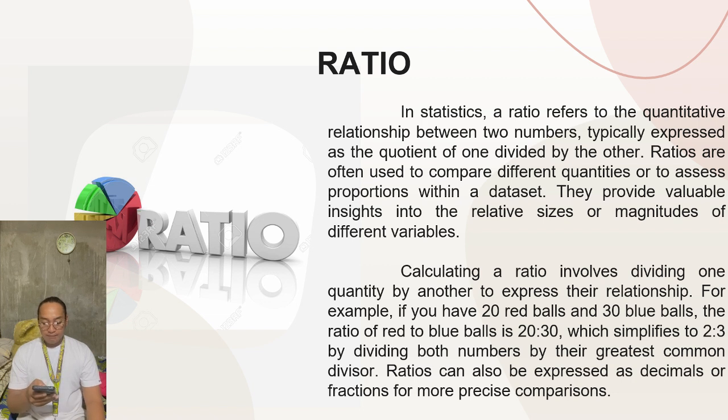For example, if you have 20 red balls and 30 blue balls, the ratio of red to blue balls is 20 to 30, which simplifies to 2 to 3 by dividing both numbers by their greatest common divisor. Ratios can also be expressed as fractions or decimals for easier comparison.